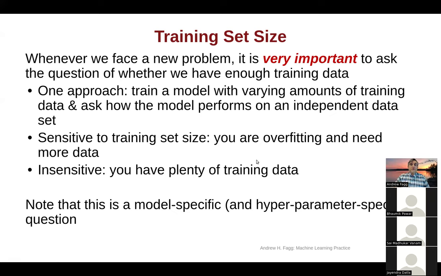So dealing with this training set size problem, one approach is to not train your model once, but train the model with a different amount of training data, and then ask how the model performs on some sort of independent data set, a validation set specifically. If your model is very sensitive to that training set size, especially as you're getting to the point where you're using all of your available training data, then you should feel very uncomfortable about that. That suggests that perhaps we need to go out and get more data, or take other kinds of precautions as we set up the model. This is where we start to get into topics like regularization. We'll get into that probably not today, but certainly next week.